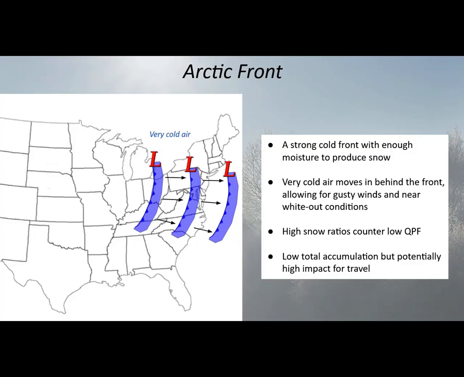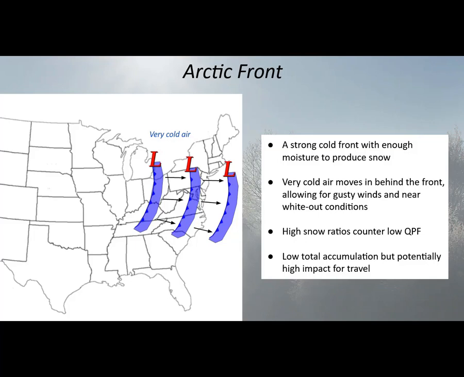But we also have Arctic fronts. With an Arctic front, it's a cold front that moves across the area with very cold air moving in behind the front, allowing for gusty winds and near whiteout conditions. High snow ratios counter the low QPF, which results in higher snow equivalents.